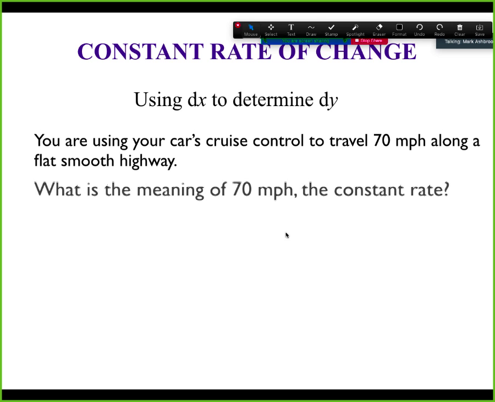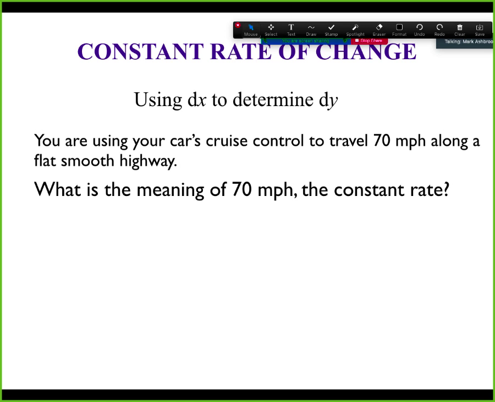All right, so we did a little bit of this on the first day. What's the meaning of 70 miles per hour? That's a constant rate of change. What's the meaning of that? What does it mean, 70? The number 70, if you're going 70 miles per hour, you set the car on cruise control. So if you know how long you've been driving for, you know how many miles you've driven.